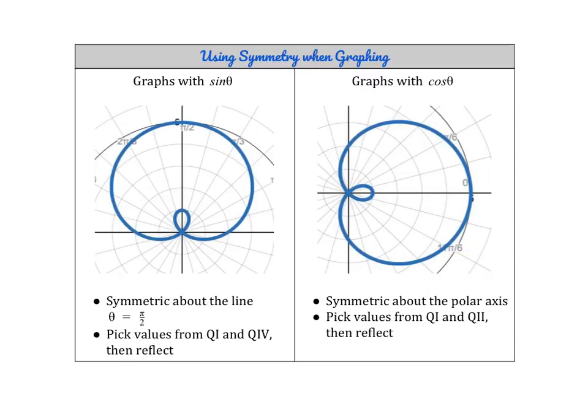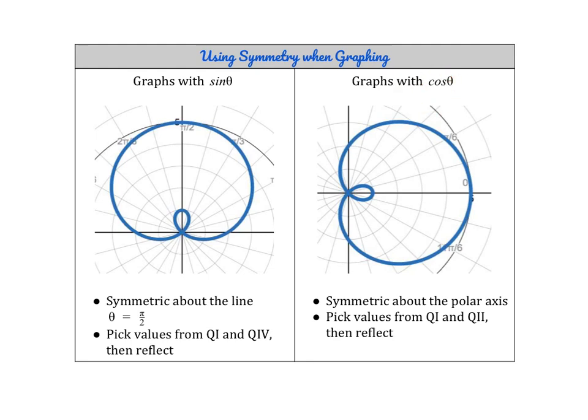Okay, so one thing that might help us when we are graphing that can save us some time is using symmetry. So any graph that has sine of theta will be symmetric about the line theta equals pi over 2. So if you have values that are in quadrant 1 and quadrant 4, you can simply reflect them over this line rather than having to plot or make more points in your table of values. So that can be really helpful.